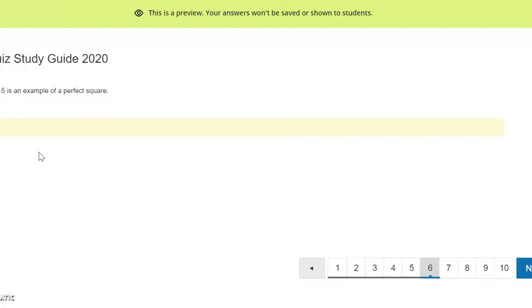2 times 2 is 4. So then 4 is a perfect square. 3 times 3 is 9. So 9 is a perfect square. 4 times 4 is 16. So 16 is a perfect square. But notice I went straight from 9 to 16. So 15 would not be a perfect square.